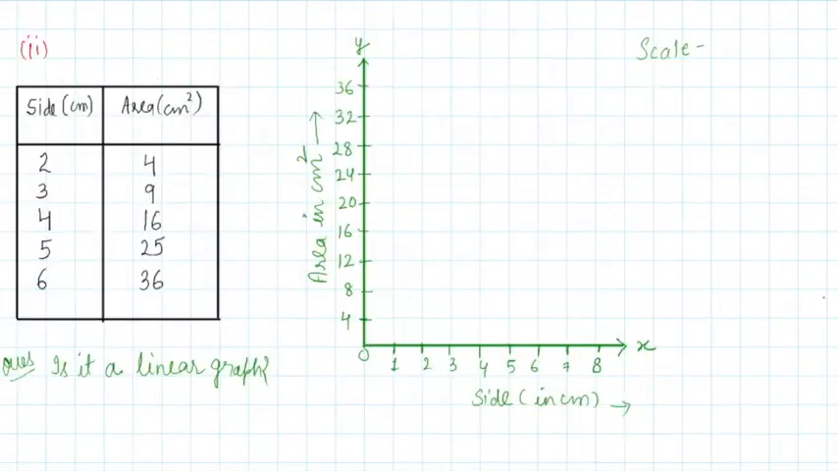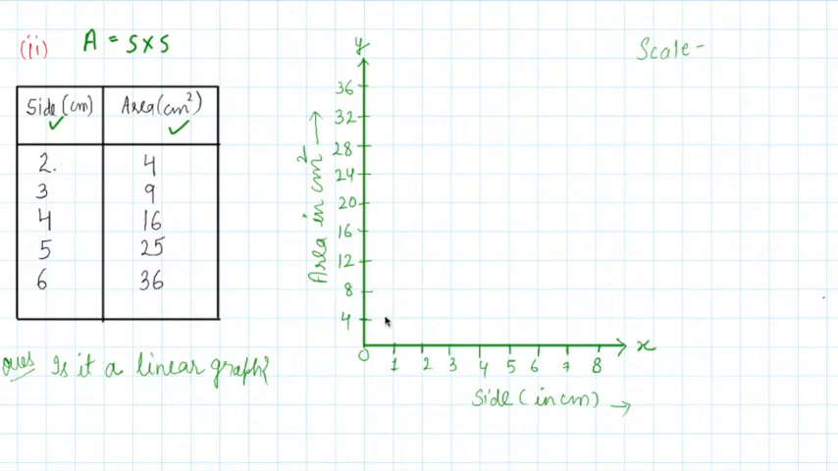Now there is the second part of this question, which is the last question of this exercise. Here the side of the square and the area are given. Again, if the area is not given, we can calculate it on our own using the formula area is equal to side into side. So 2 2s are 4, 3 3s are 9, 4 4s are 16, 5 5s are 25 and 6 6s are 36. Here it is already given, so we don't need to do much about it.